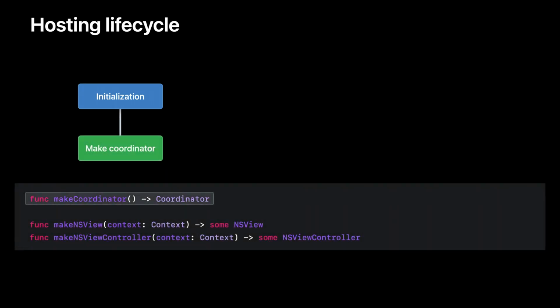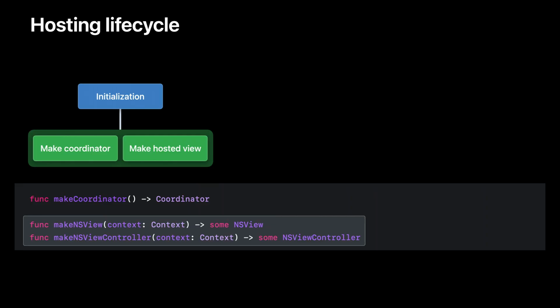We start with the hosted view being initialized. This happens when the view is about to be displayed for the first time. The first thing SwiftUI does during initialization is make the coordinator. This is optional, but you can define your own type and return it from makeCoordinator if you need it for delegation or state management. A single instance of the coordinator will stay around for the lifetime of the view.